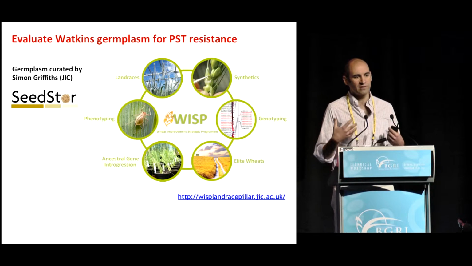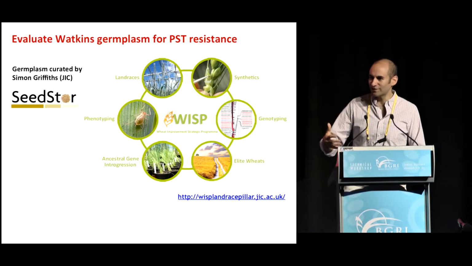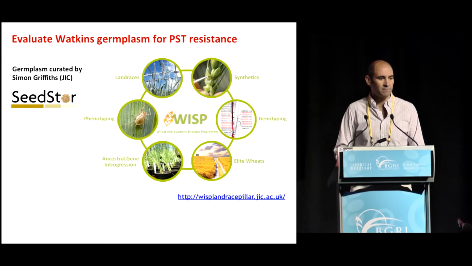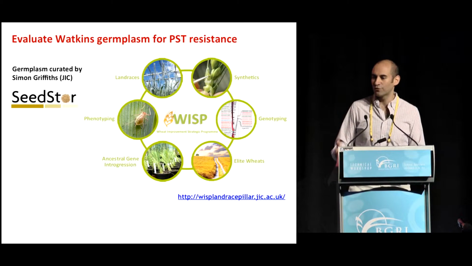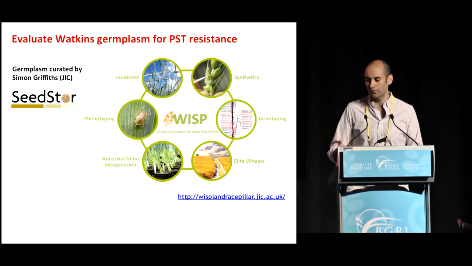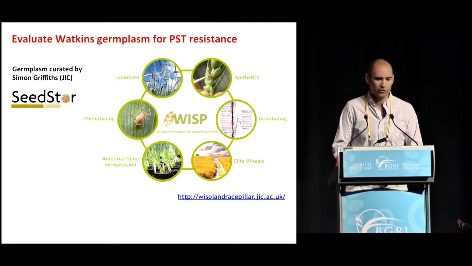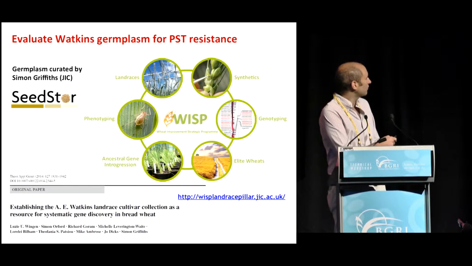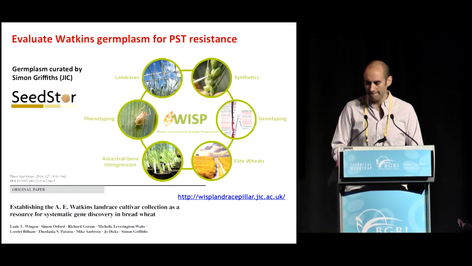The idea was to generate stocks that could be well archived and deposited in a place that anyone can access without any IP. So they're completely free of any IP, MTA free, so people can use them. And you'll see why they're free of IP, because they actually come from many other countries of the people around this room. They were collected, but they're really a repository for the world. And someone mentioned yesterday about getting more information, and you can find more in this paper that Simon's group published on generating this curated version of the Watkins landrace cultivars.